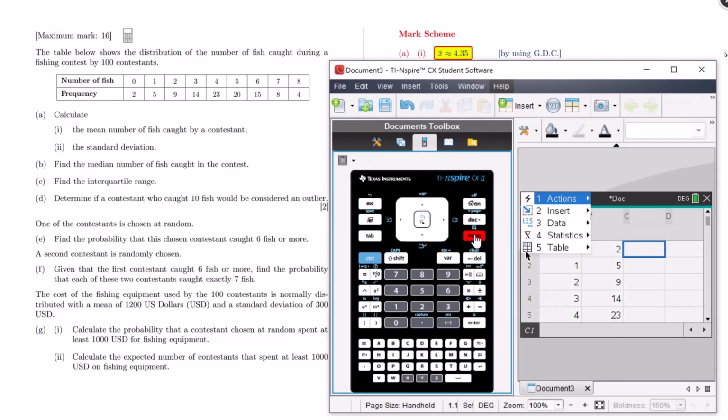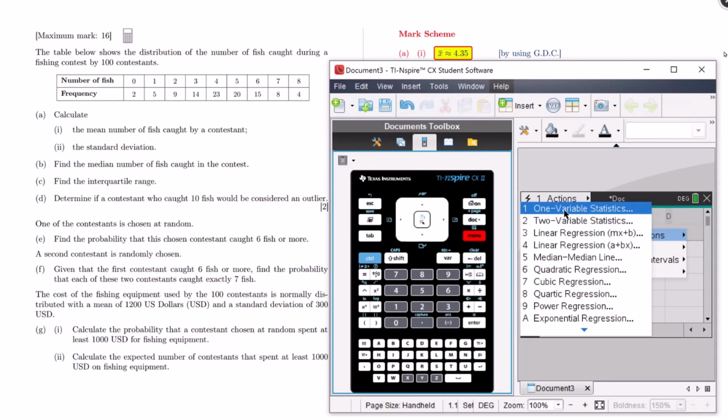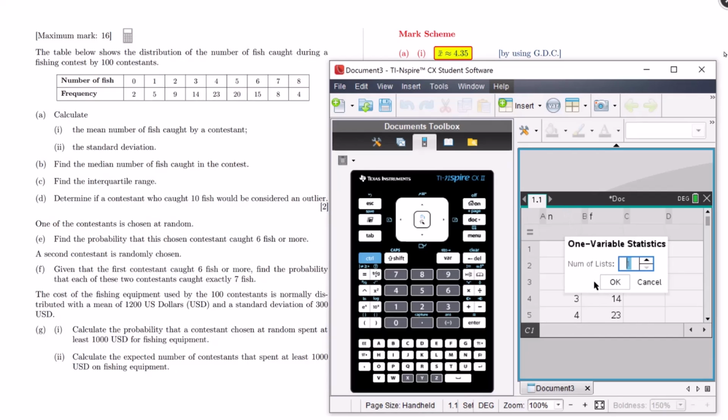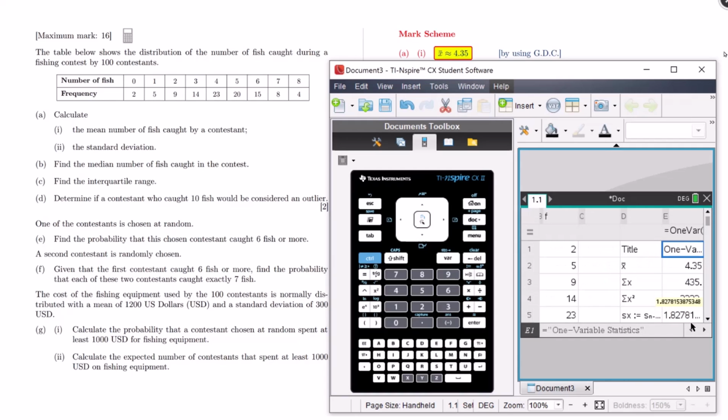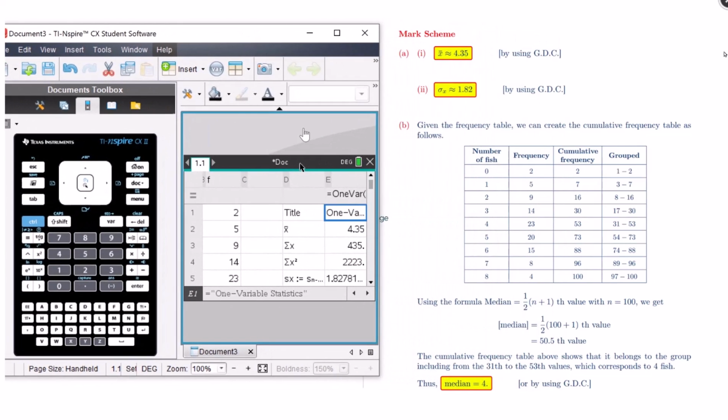So we're going to go Menu, number 4, Statistics, number 1, Stat Calculations, and number 1, One Variable Statistics. Number of lists we just leave as 1. Okay, the X1 list, this is the first column. I labeled that as N for number of fish, so I'll select N. The frequency list is F for frequency. Hit OK, and we get some good information here. Looking at the solution here, our mean is this x bar, and that's 4.35.